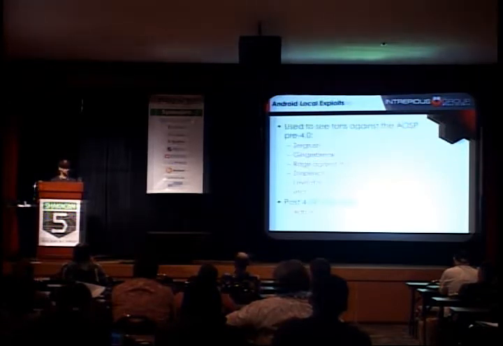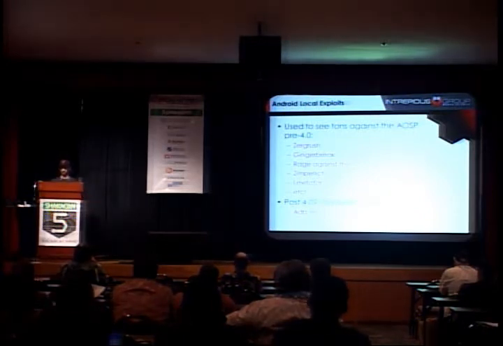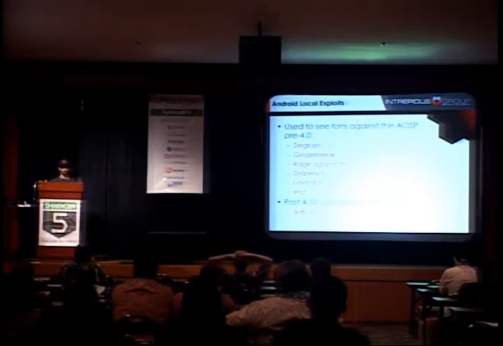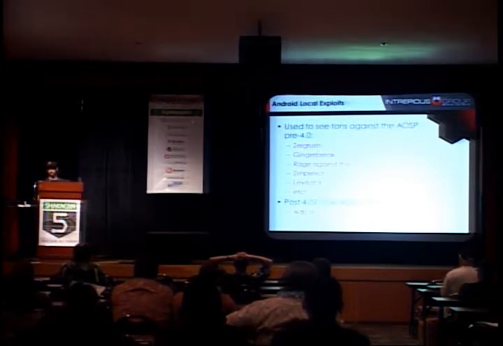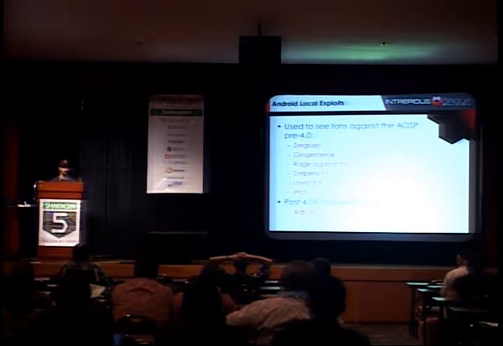So we used to see a ton, right? How many of you are familiar with these? Zergrush, Gingerbreak, Rage Against the Cage. There's a million of them, right? I couldn't even fit them all on one slide. These were all the local privilege escalation attacks on Android 2.x. Most of these could be drive-by roots. It was really kind of like a Wild West landscape.